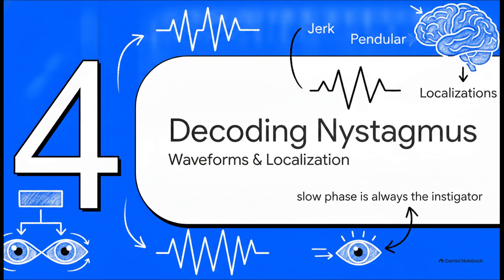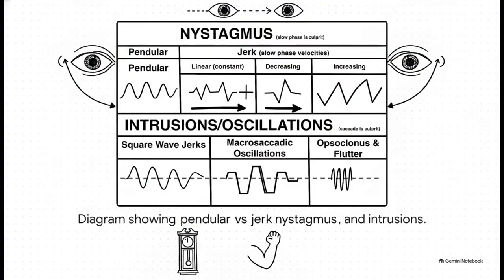Section 4. Decoding nystagmus waveforms, looking at jerk, pendular, and localizations. Jumping back to the nystagmus side of our tree, let's look at the physical movements. See the difference? Pendular nystagmus just has these slow, sweeping phases, kind of like a grandfather clock pendulum. But jerk nystagmus is totally different. The eye drifts off target with a slow, pathologic phase, and then bam, it's snapped right back by a fast corrective phase. Nailing down the shape of these waves is foundational to your diagnostic approach.